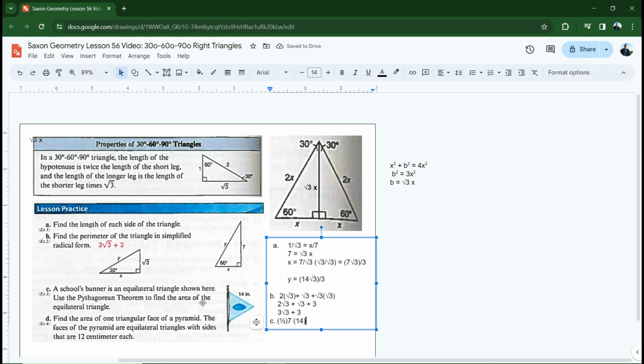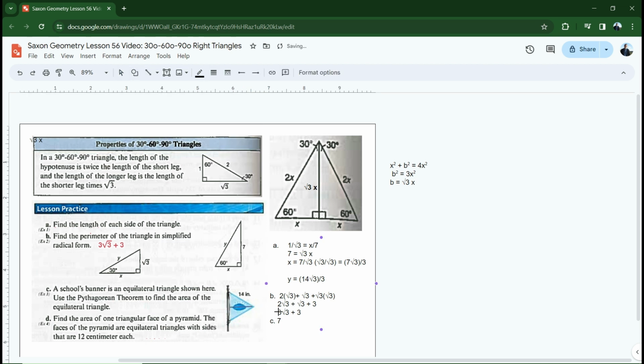Use the Pythagorean theorem to find the area of the triangle. That means to use the Pythagorean theorem, I need to actually find the height of the triangle. So this is not as easy as I thought it was going to be. To find the height of the triangle, I don't even know if I really need to use the Pythagorean theorem for that. I could use my relationships here.